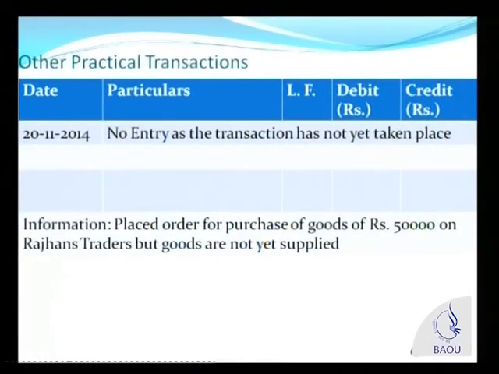Let's look at some other information given to us. Sometimes in an examination question you are given information whereby you need to understand whether some transaction has taken place or not, whether it will be recorded in the books of accounts, namely the journal, or not. The information given here is: placed order for purchase of goods of rupees 50,000 on Rajahans Traders, but the goods are not yet supplied.